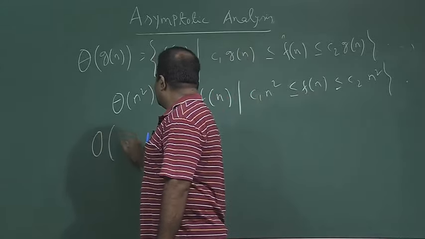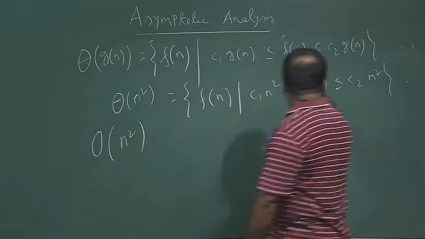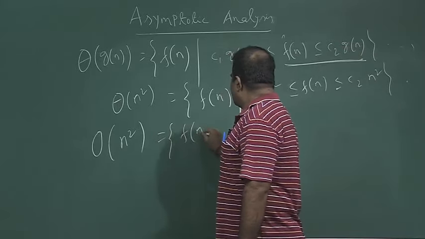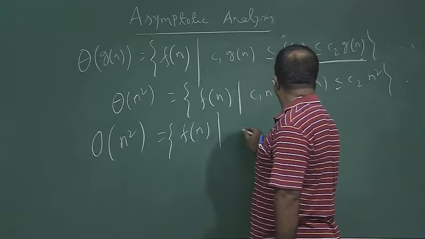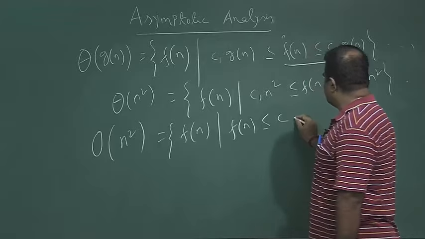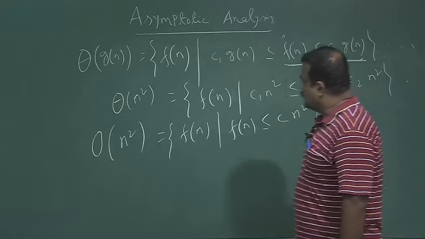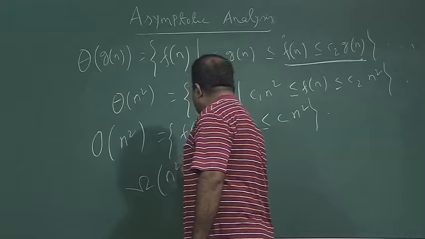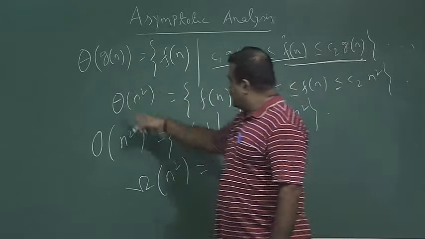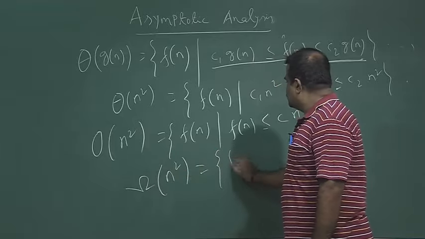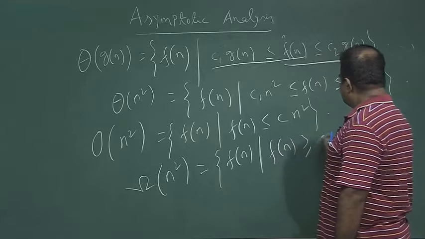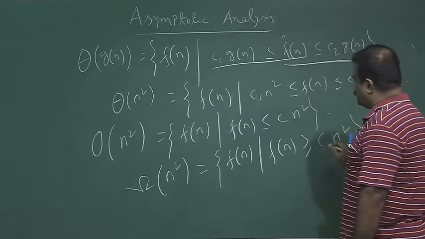Now, big O of n square is basically the upper bound. If we have only this, then it is called big O. So big O of n square is the set of all functions such that f n is less than or equal to some positive constant C n square. Similarly, big omega of n square is the lower bound. If we have only this, then it is called big omega of g of n, if g of n is n square. This is the set of all functions such that f n is greater than or equal to some positive constant times n square.